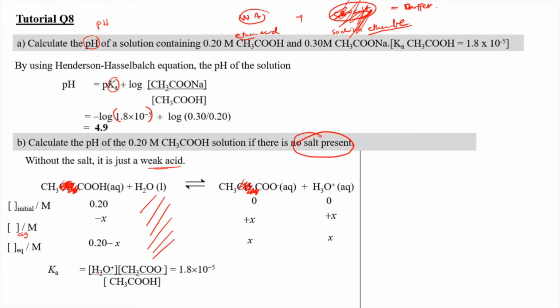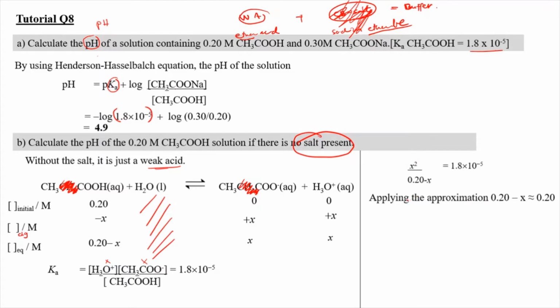So our Ka is the concentration of H3O+, which is a product, multiplied by the concentration of another product, divided by the concentration of the reactant. The H2O is ignored because it is a pure liquid. And then our Ka is given to be 1.8 times 10 to the power of negative 5. So it is basically x multiplied by x divided by 0.2 minus x. So x multiplied by x, we're going to get x squared.